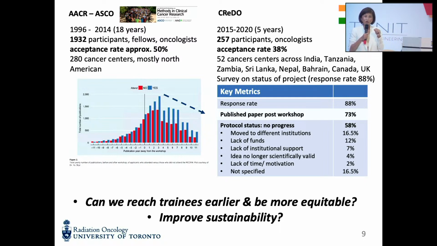And on the right, it also documented that about 60% of the projects that were discussed never get launched for a number of practical reasons. So the question is, can we reach trainees earlier so that it can be more equitable, so that whoever is interested will have the opportunity to be mentored, and strategies to improve sustainability. Next slide.